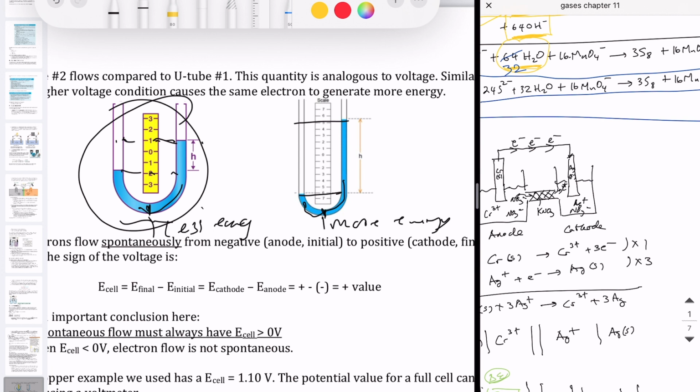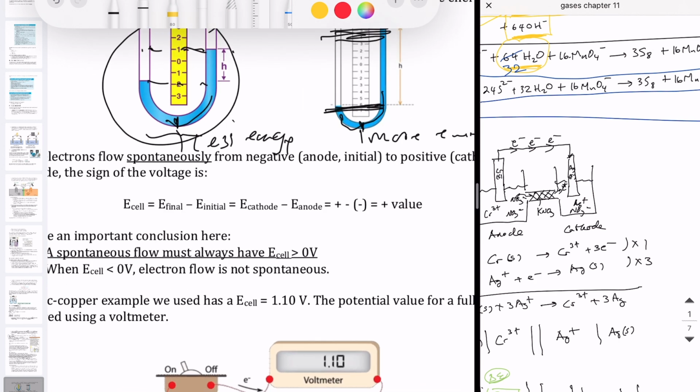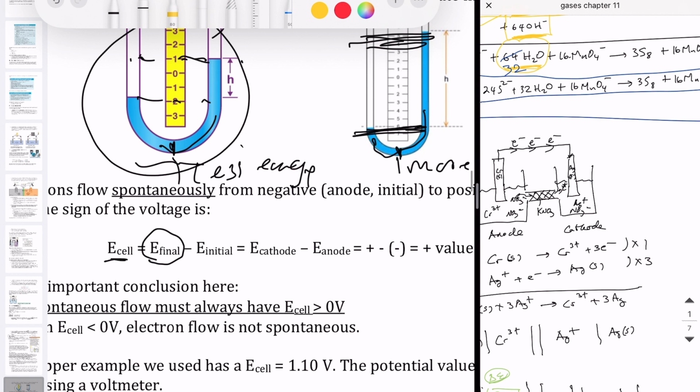And that's basically what voltage is measuring. It's just measuring that relative difference between the two sides. In this case, we're measuring the ability of electrons to flow from one side to the other. Okay. Now, when we calculate the actual E cell, we're going to calculate it by taking the final destination of the electron, so the final E. The potential of the final site, which, if you're thinking about the water, is the lower site, and the initial site is the higher site.